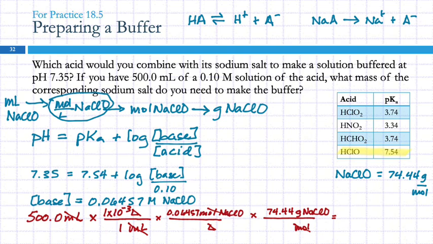You can also look at 500 milliliters and say, well, that's half a liter. That's fine. Just don't tell me it's 500,000 liters, please. So I've got 0.5 times 0.06457 times 74.44. 2.403 grams.